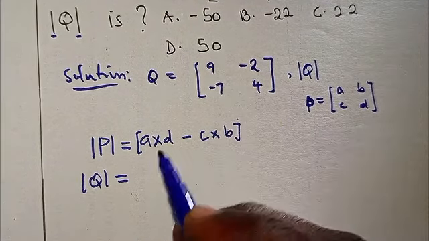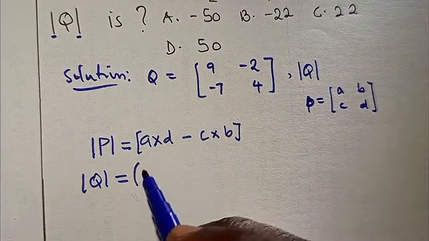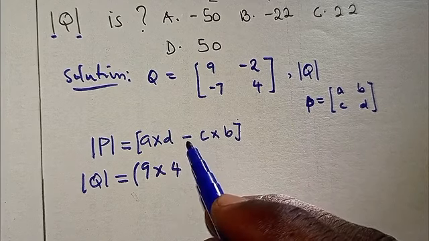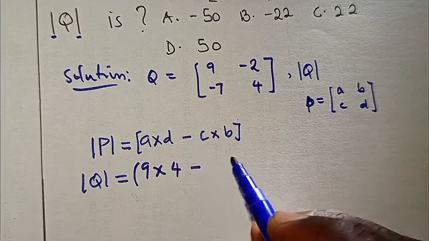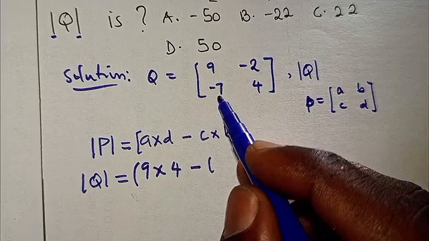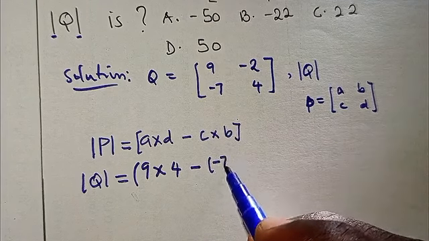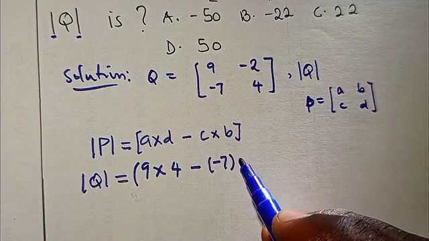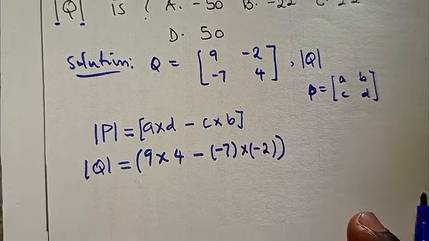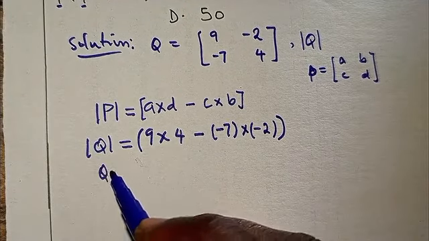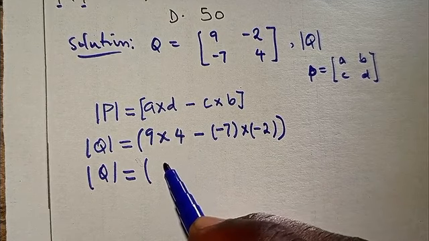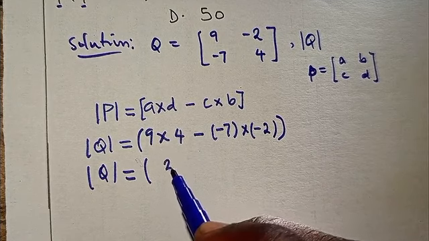So I have 9 times 4, then the minus here is from the formula, it's constant. Then we have C, which is minus 7, then times minus 2. So we're going to have the determinant Q to be 9 times 4, that is 36.